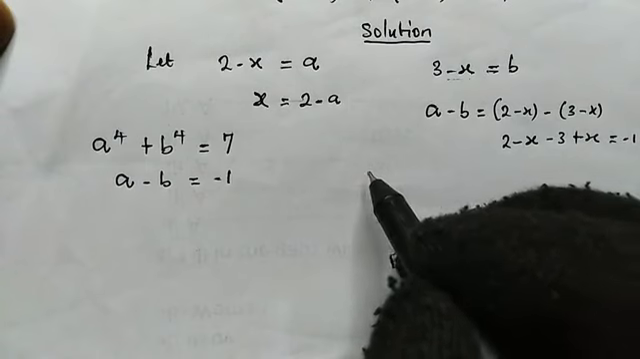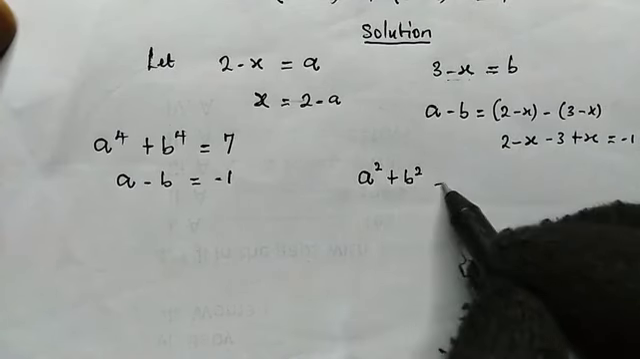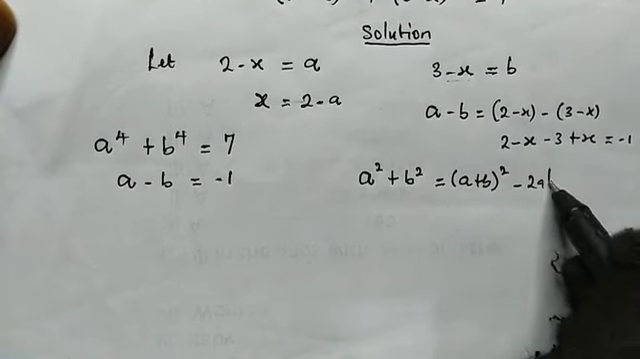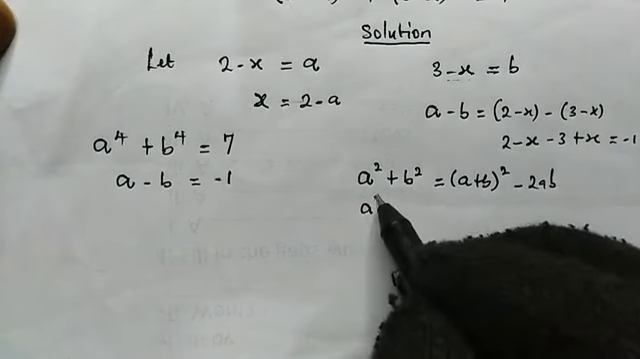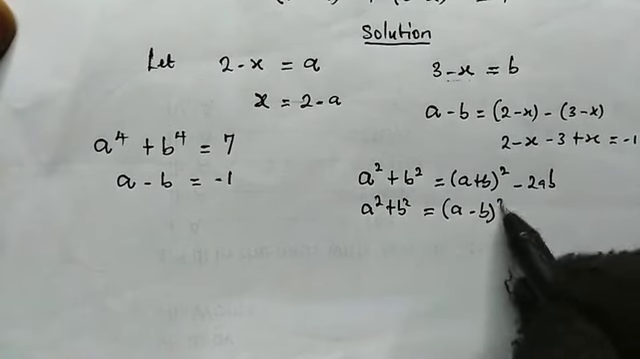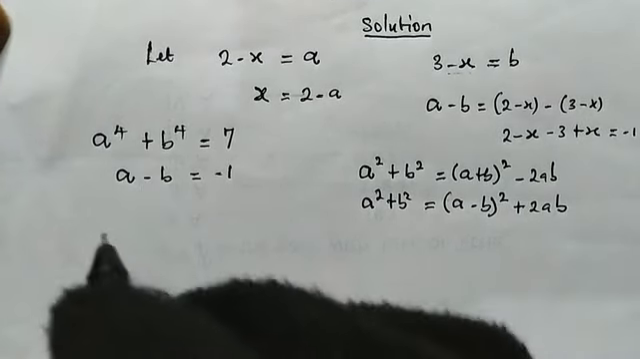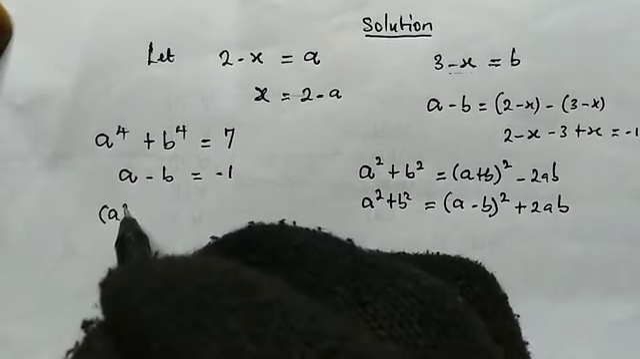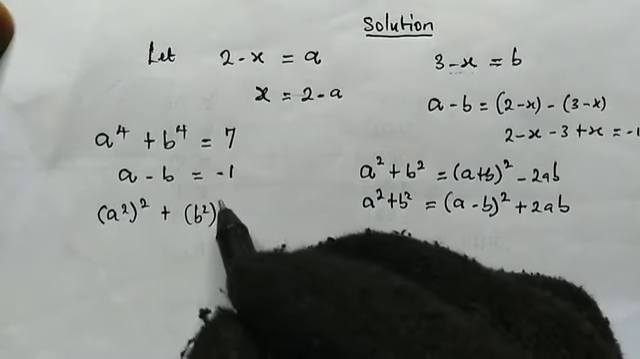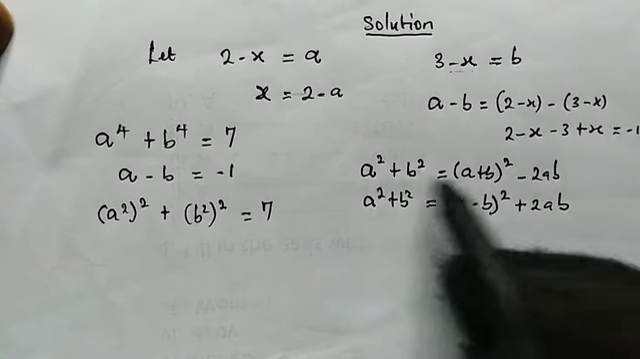Now let's take note of the following. a squared plus b squared is equal to (a plus b) squared minus 2 times a times b. And again, a squared plus b squared can be written as (a minus b) squared plus 2 times a times b. Now, from here, a to the power of 4 is the same as a squared, then raised to the power of 2, plus b to the power of 4 is the same as b squared, squared. This is equal to 7. Now, let us first make use of the first identity here.